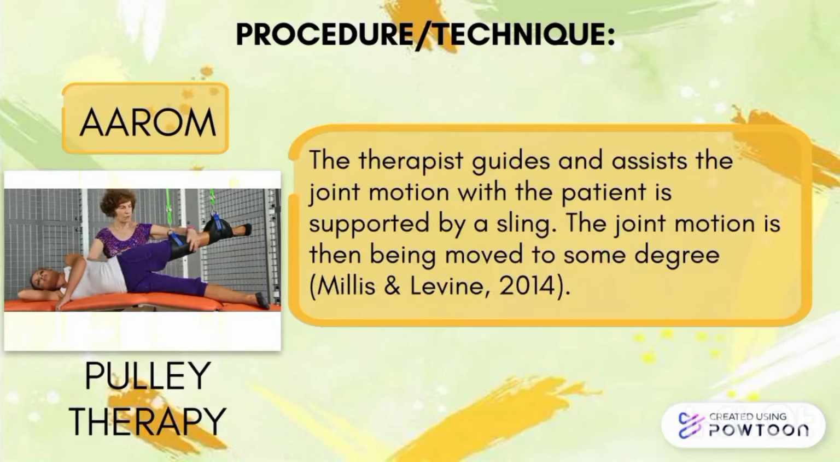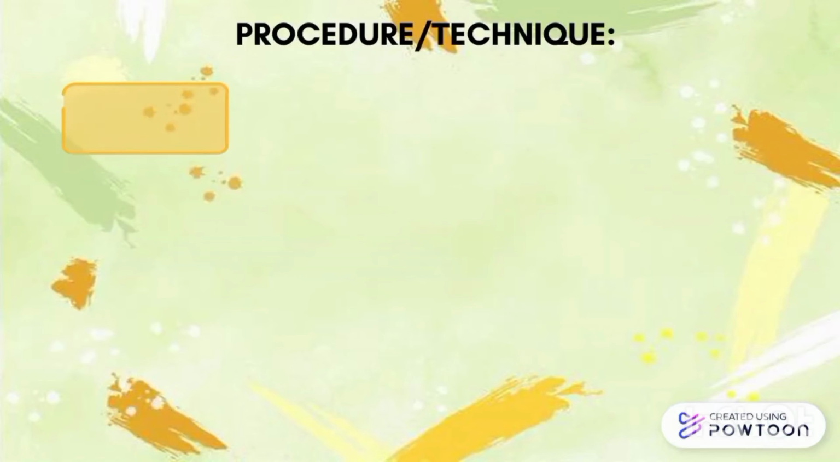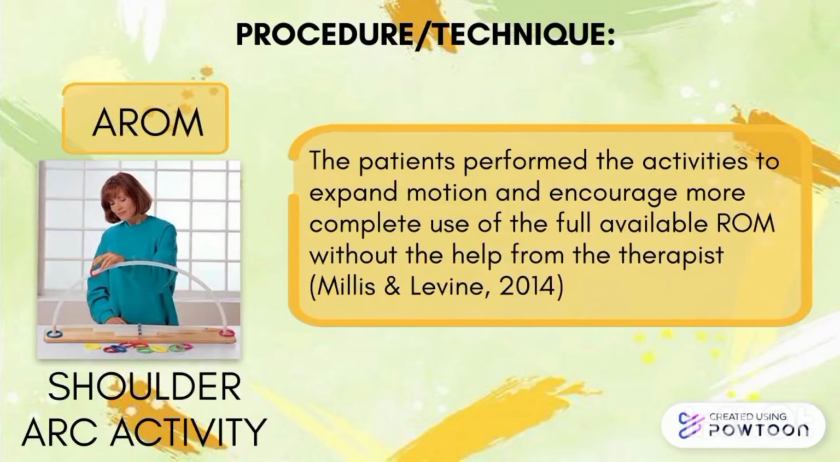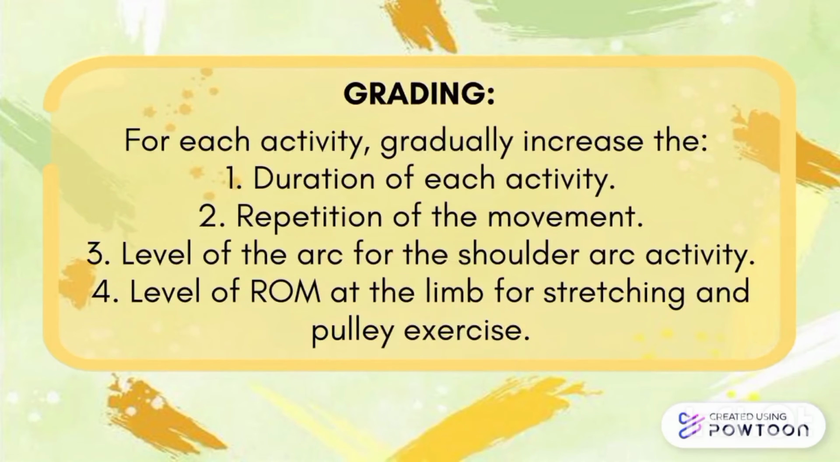The joint is then moved to some degree. For AROM, the patients perform the activities to expand motion and encourage more complete use of the full available ROM without help from therapists. For each activity, gradually increase the duration of activity, repetition of movement, level of arc for shoulder arc activity, and level of ROM at the limb for stretching and pulley exercise.